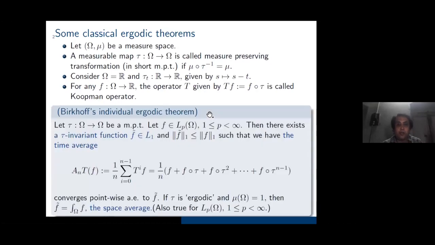So the first ergodic theorems were by Birkhoff and also by von Neumann. But I'll tell you the ergodic theorem of Birkhoff, which says that suppose you have a measure preserving transformation on omega, and you take an f in LP space, where p is in this range, and then you form this average. This average is nothing but you take f, plus f composed with tau, plus f composed with tau squared, all the way to f composed with tau to the power n minus 1, and then you divide this sum by n.